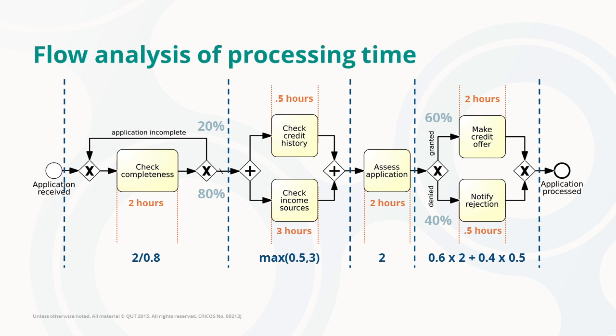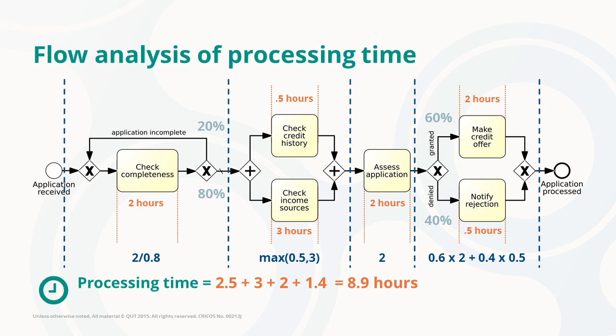This will give me, for example, for the rework block, that it takes 2 hours divided by 0.8 to perform the first block. The second block takes the maximum of 0.5 and 3, which is 3 hours. The third block is a simple activity with 2 hours of processing time, so that is the processing time of that block. And the final one is an alternative path block, and I know I have to calculate the processing time of that block as a weighted average of the processing time of the alternative path in the block. If I add all these components, I get that the processing time of this process is 8.9 hours.